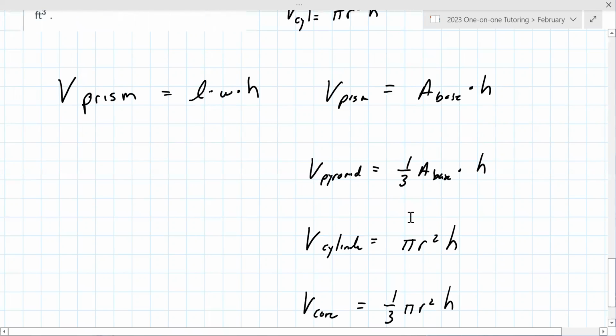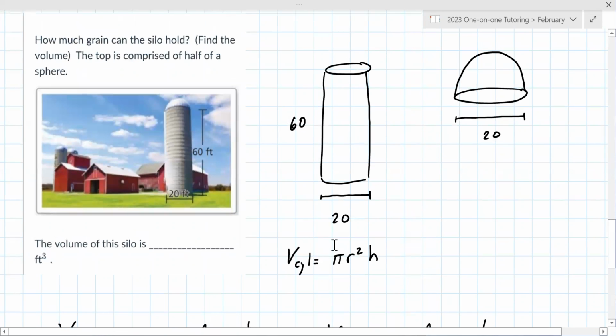So let's go back to your problem. Your problem here is pi r squared h. The h is 60. What is the radius? It's not 20, because 20 is the diameter, so it would be 10. We're going to do this exactly. So it's pi times 10 squared times 60. This becomes 100 times 60, it's 6,000 pi for the moment. We're going to put it in the calculator after we do this other one.